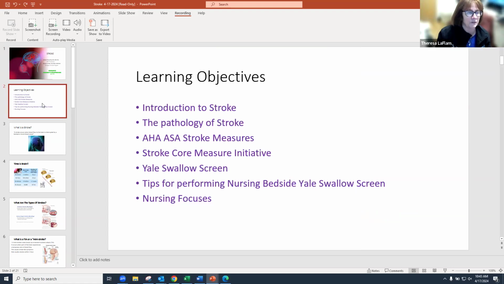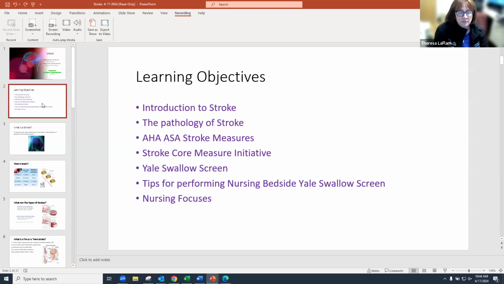And we'll go over with you the learning objectives for today, which is an introduction to stroke. We can review the pathology of stroke. We're going to go over our AHA, which is our American Heart Association, and our ASA, which is our American Stroke Association, stroke measures. And then we can jump into the Stroke Core Measure Initiative and how we make sure that the measures are followed in our hospital.